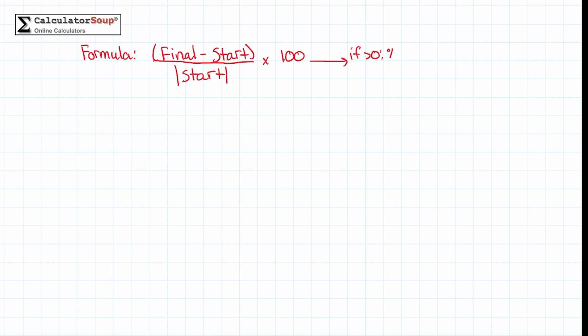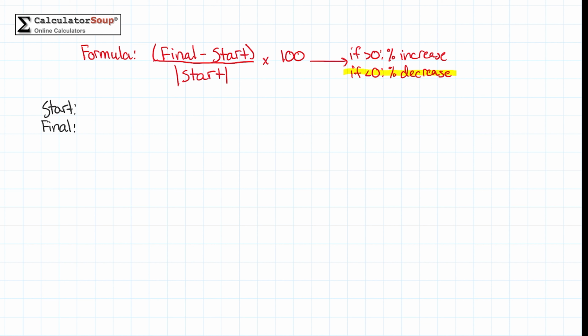If our answer is positive, then there was an increase. If our answer is negative, then there was a decrease. For this video, we will be focusing on percent decreases. Now, let's do some examples. We'll follow this formula for finding the percent decrease between two numbers.